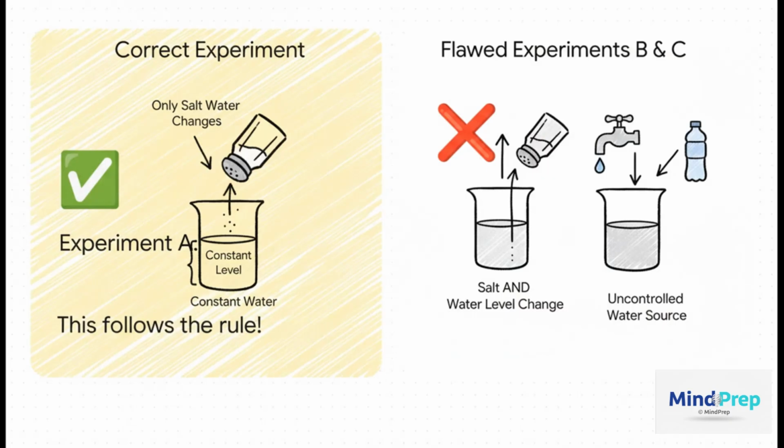Okay, let's look at our options. Experiment A only changes the amount of salt added to the water. Promising. Experiment B, whoa, it changes the salt and the amount of water. Red flag. And experiment C uses different types of water, like tap versus distilled. So which one is following our golden rule?